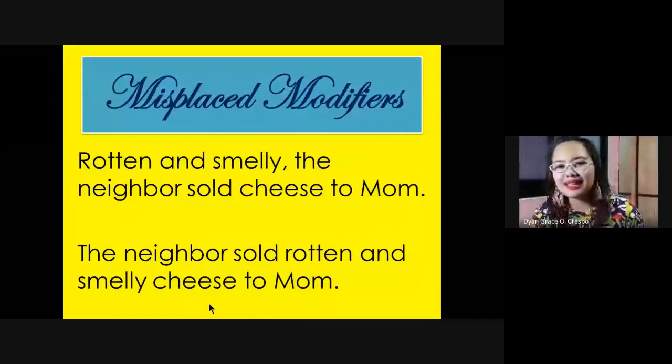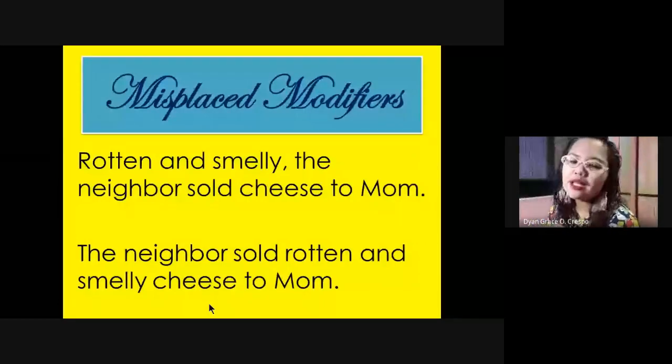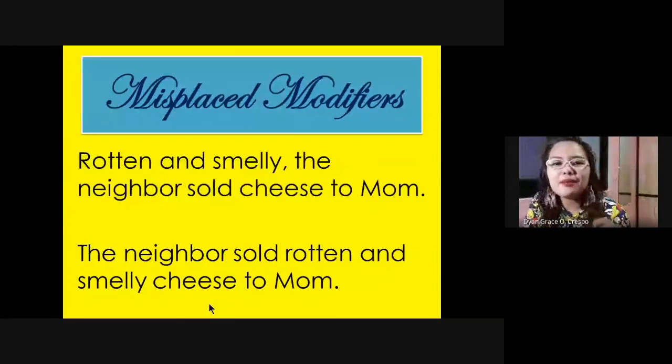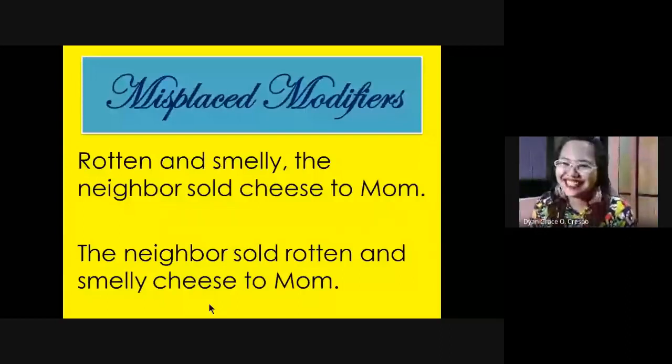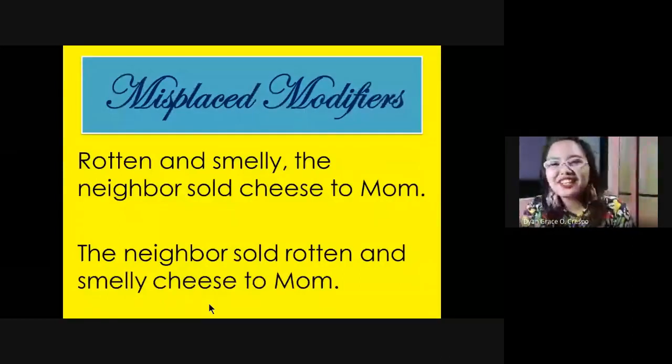Rotten and smelly. The neighbor sold cheese to mom. Letter B. The neighbor sold rotten and smelly cheese to mom. Alin kaya dito yung rotten and smelly? Ay, what's it? Ayan, medyo nalito kayo. Nalito daw kanina.